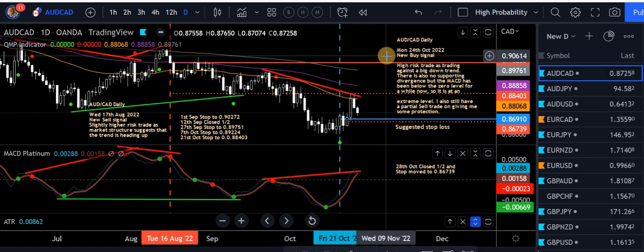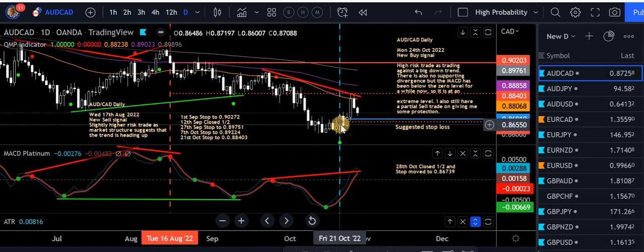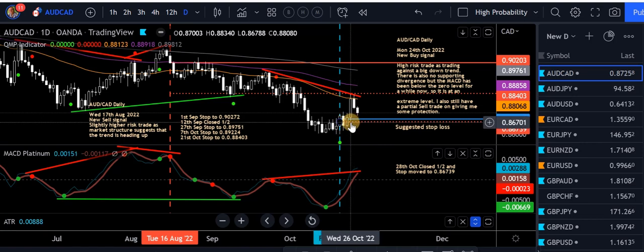Took a buy trade on the 24th of October. So here's the buy here. Now, I made a mistake here. This big bullish candle here hit the 50 moving average.